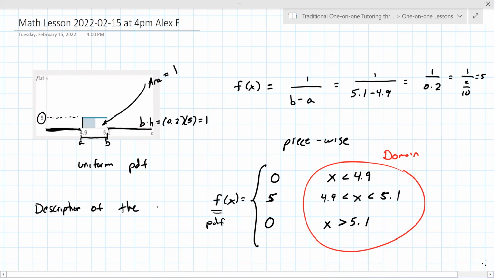I'm trying to think how you got that, like how you got 5. The only way to get 5 is by using that formula above, the 1 over... Yes, because it's uniform. Okay, that makes sense.